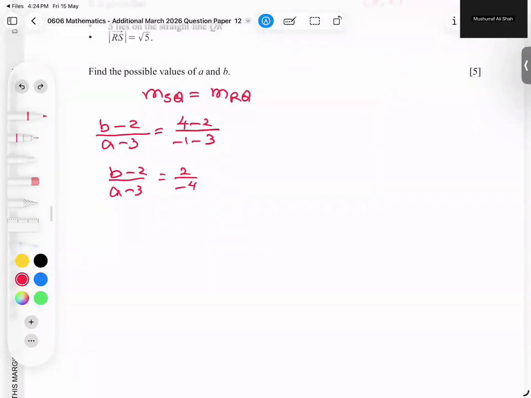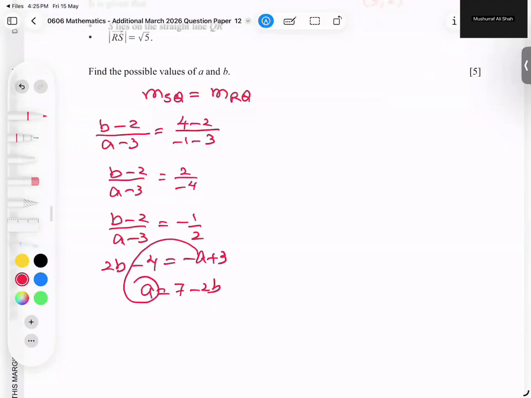So 2 multiplies there: 2b minus 4 equal to negative a plus 3. I bring a on this side and 7 minus 2b. The reason: a comes this side and becomes positive, 3 goes to the other side and becomes positive 7, and the 2b becomes negative. So this is equation number 1.